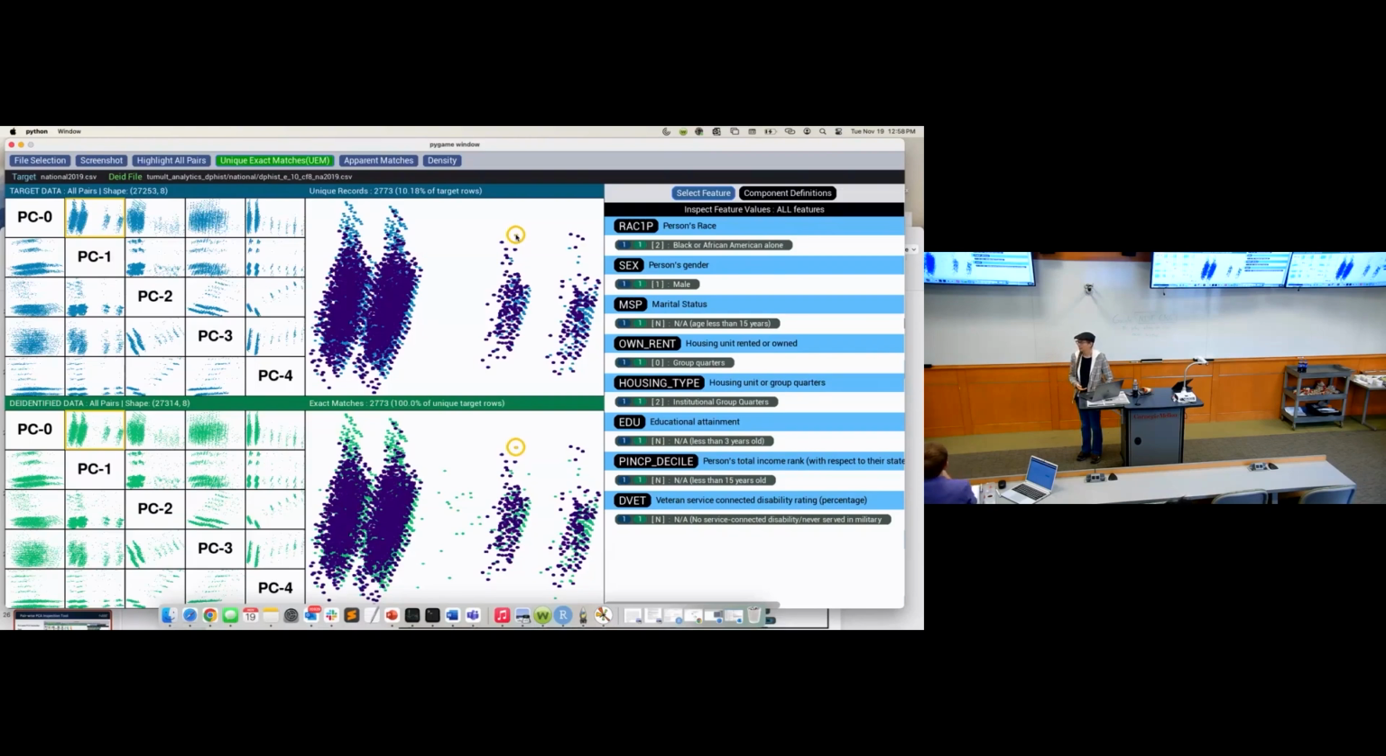I had a question regarding, so at the top it says all pairs there are 27,253 data points, and then unique records would be 2,773 people. Are these points repeating, which is why the all pairs shape is different, or what's the reason for that? This is a good question. Unique exact match is a, am I allowed to cuss in a seminar? It is a not great privacy metric. It's a very simple one, right? And it's important to have it as a baseline.